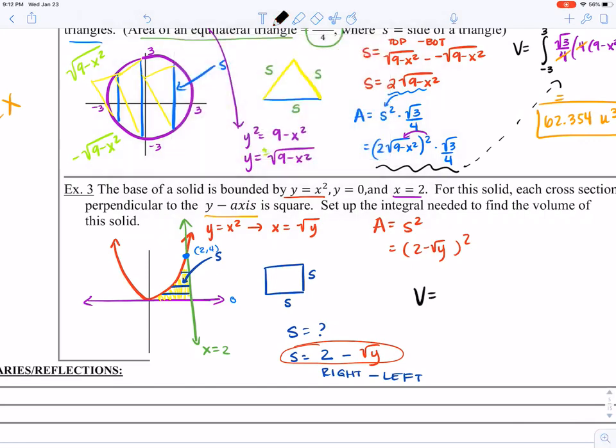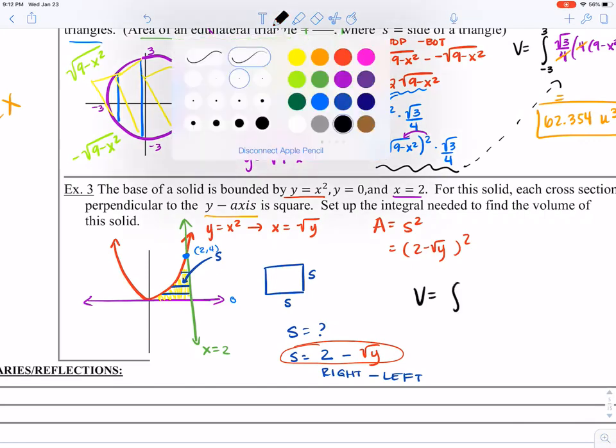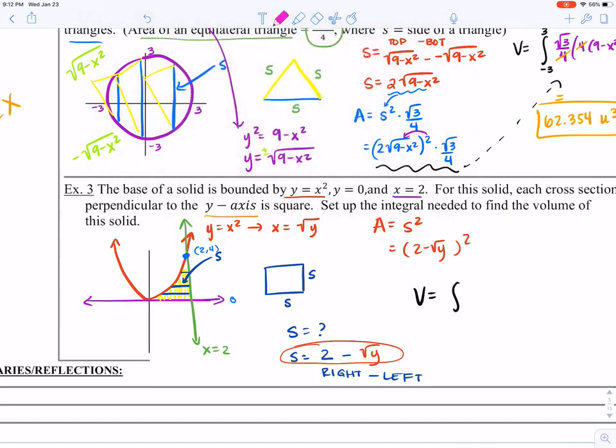So for my volume equation, remember that we're doing bounds of y. We're going from 0 to 4, and it might be helpful for you to say y values here, of the area of a slice, 2 minus root y squared dy. Plug it into your calculator. I've got mine in fraction form already. Should get about 8/3 units cubed.